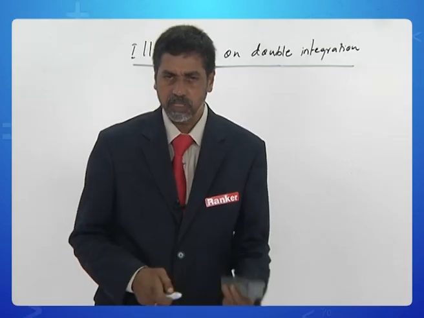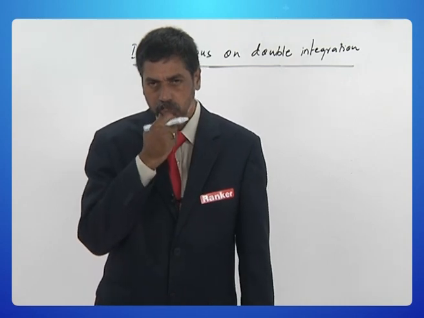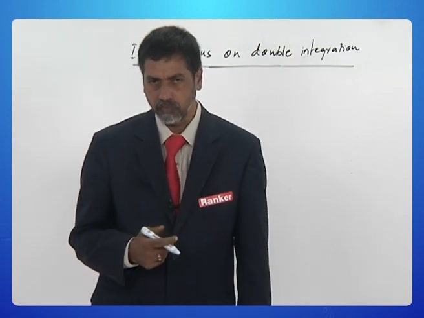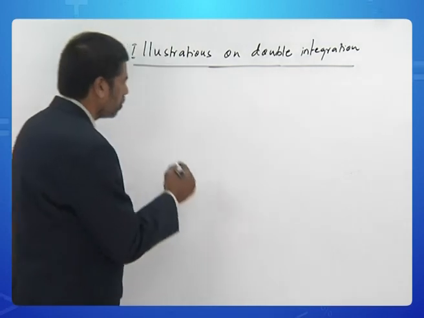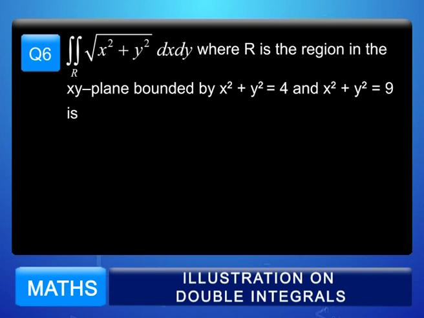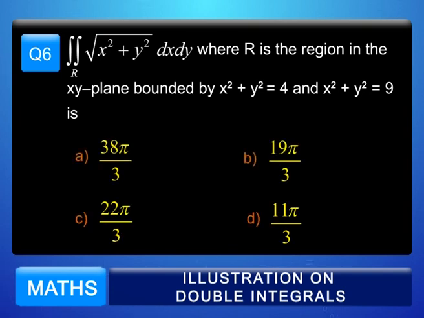The next question is again based on conversion to polar coordinates. The problem is to evaluate the integral of square root of x square plus y square dx dy, and R is enclosed by x squared plus y squared is equal to 4 and x squared plus y squared is equal to 9.